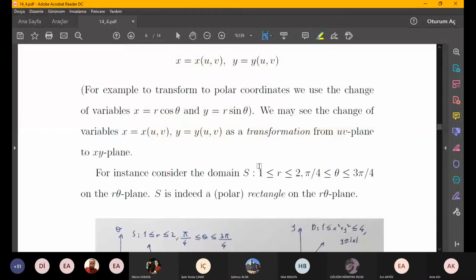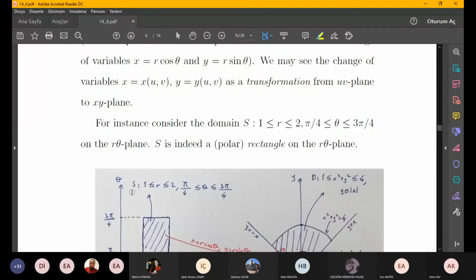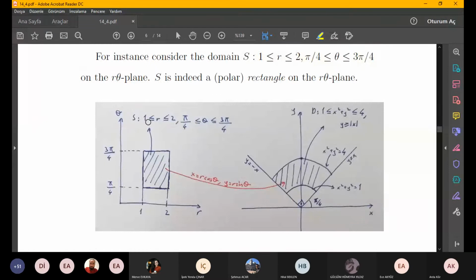So if we consider the domain here, which is represented by S, where r is between 1 and 2, and theta is between pi over 4 and 3 pi over 4 on the r theta plane. So it is of course in the r theta plane. This is the sketch here. The S is here, the shaded area. So S is indeed a rectangle on the r theta plane.